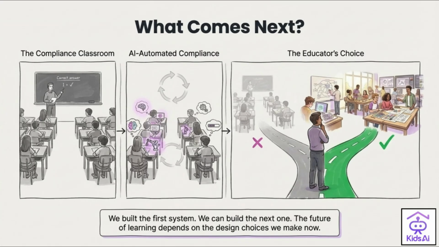So, what comes next? Three possible futures, one right turn. We built the first system really well. We can build the next one. The future of learning depends on the design choices that we make now.